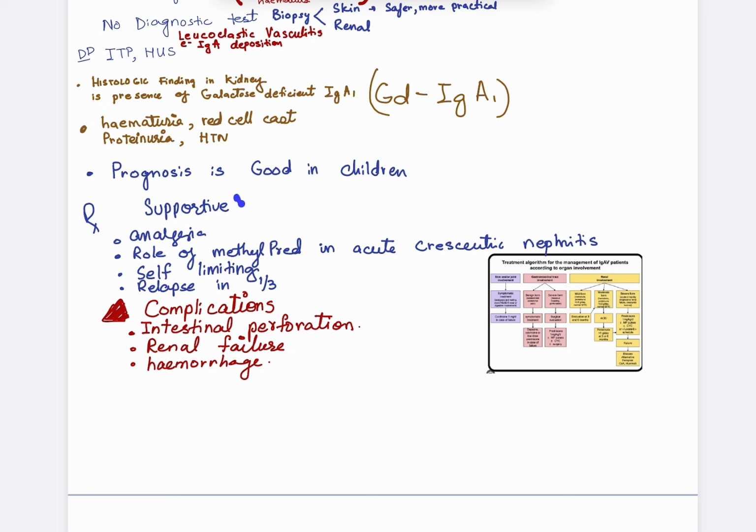Treatment is supportive. Analgesia. The role of methylprednisolone in acute crescentic nephritis is there, but it is a self-limiting disease and relapse occurs in one third of the patients. Complication, most important thing, patient might present in emergency with intestinal perforation, as there is an abdominal pain there, so we need to be thinking about this possibility as well. Renal failure and hemorrhage.